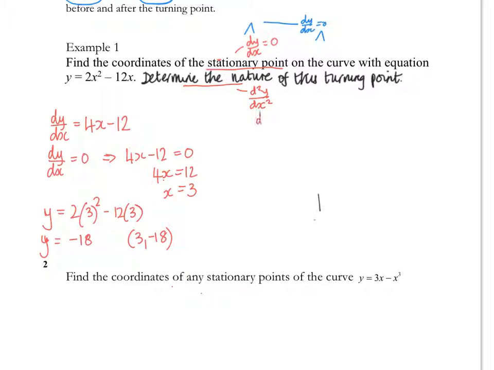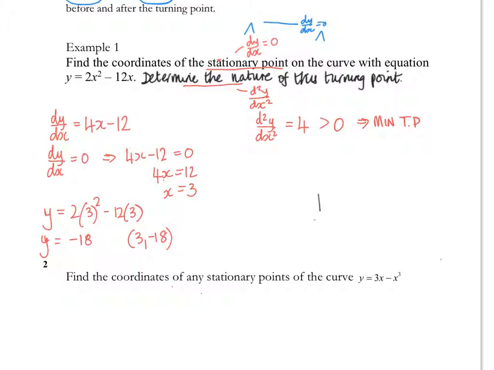And to find out the nature, if we do d2y by dx squared, differentiate the first derivative, that is 4. So that's greater than 0. So that tells me there actually must be a minimum turning point.